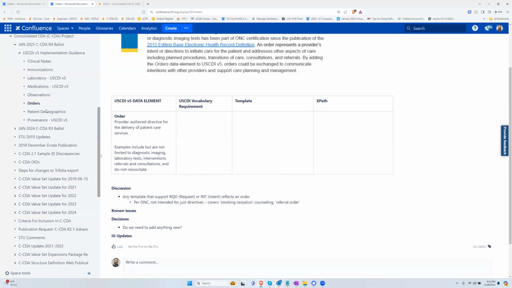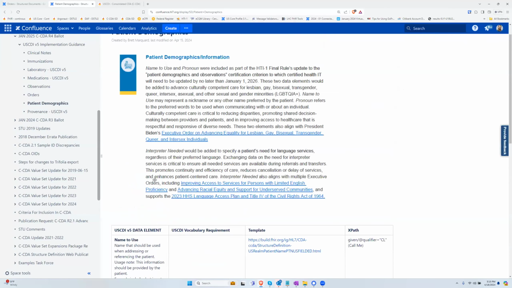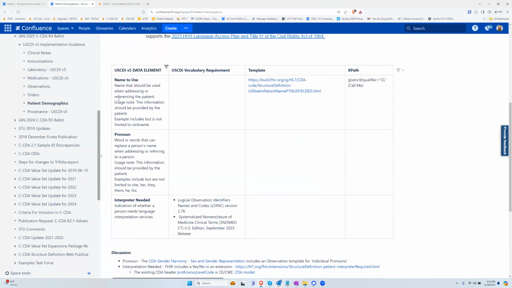Okay, I'm going to move to demographics, and get a few more picks in discussion here. So in demographics, there are three new potential elements. Name to use is pretty clear inside the record target name structure. There's a given with a qualifier of CL for call me.